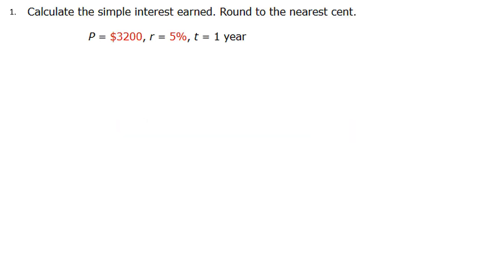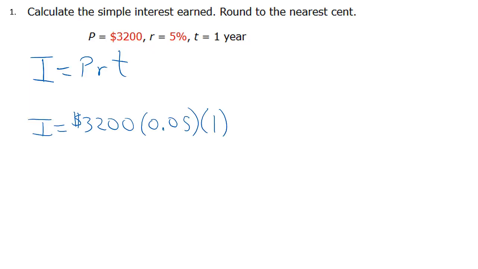But let's get started. Number 1, calculate the simple interest earned, round to the nearest cent. P, the principal, is $3,200. R, the interest rate, is 5%. The term, or time, is 1 year. The formula for simple interest is I equals PRT. The principal is $3,200. The interest rate as a decimal is 0.05, and the time is 1 year. Multiply those numbers together, and you find that the simple interest earned is $160.